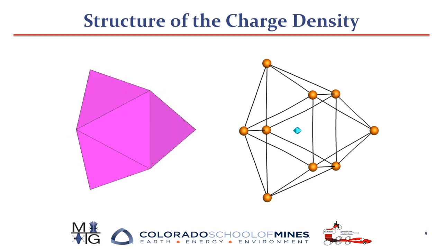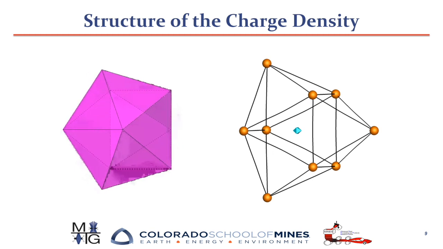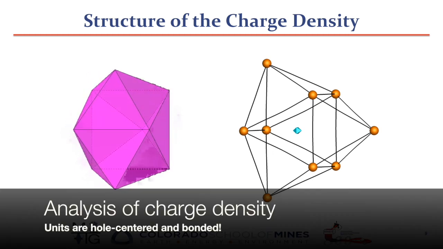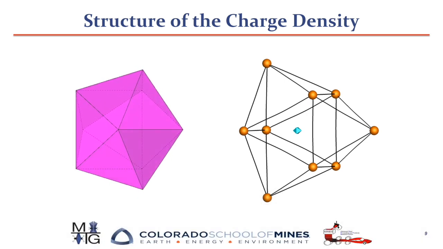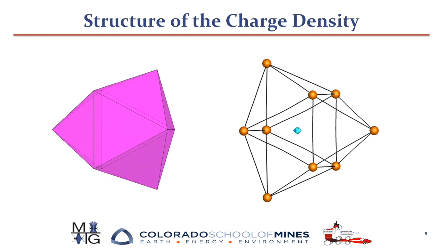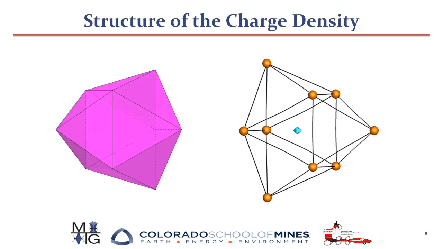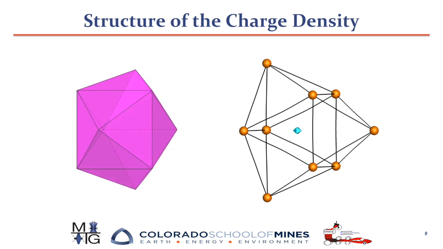And from the charge density topology, we can see that these atoms are connected by a network of bonds, and the cyan octahedral point represents a minimum in the charge density, which is, in other words, the interstitial solute segregation site inside a grain boundary.